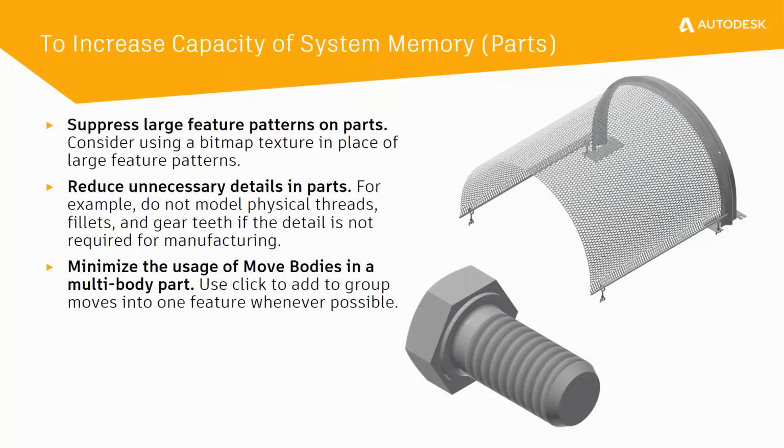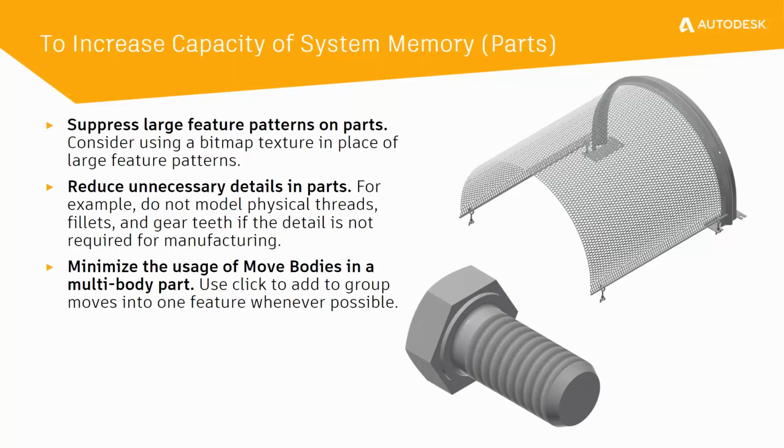Some other things you can do: suppress large feature patterns on parts and consider using a bitmap texture in place of large feature patterns. And you can see this on the image to the upper right there, where we've actually got a solid piece of sheet metal, and the texture is applied as a texture rather than as cutouts or as a feature. So this can give a very similar look to the overall appearance of the design, but significantly cuts down on the processing time to generate that part.